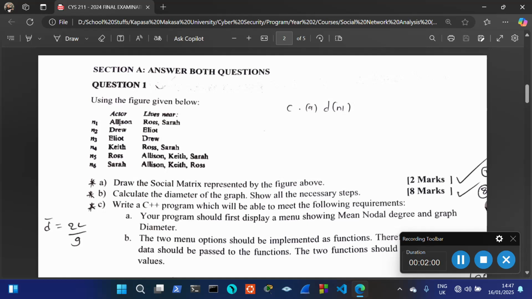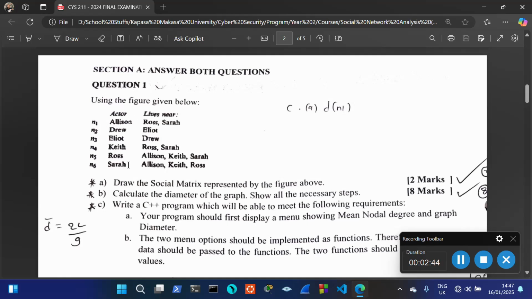A social network is more like a community of people having different relations among themselves, okay? We can give an example. This lives near is a relation, showing the relation between certain actors. For example, Alison, who is our first actor denoted by N1, has a relation with Rose and Sarah, who happen to be N5 and N6. So in this case, we can take note that a social network is simply a relation that exists among different actors, okay? So that's what we mean.